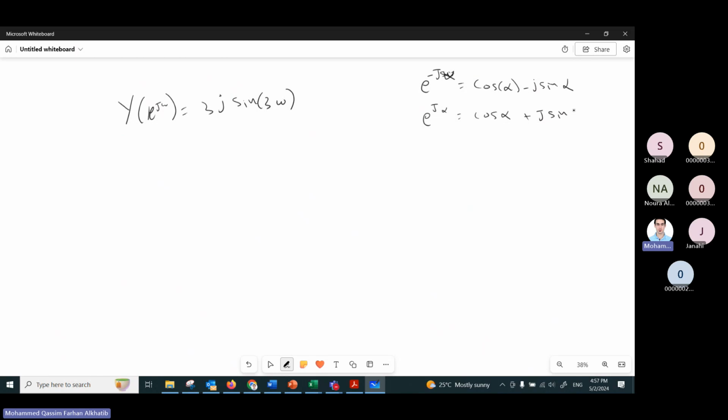Now, why am I doing this? If we subtract each one of them, the cosine and cosine will cancel each other. So let me do the subtraction this way: this expression minus this expression. So I will have e to the power j alpha minus e to the power minus j alpha equals j sine alpha minus negative j sine alpha, which is 2j sine alpha.